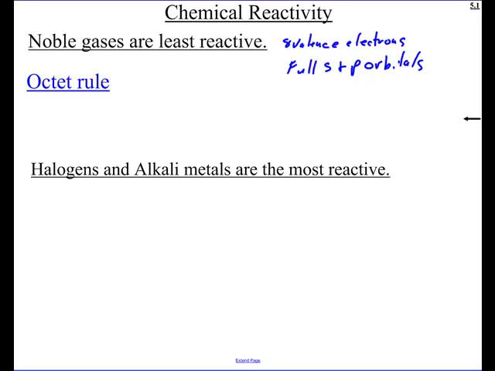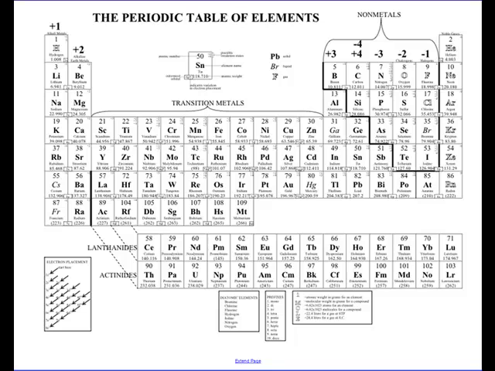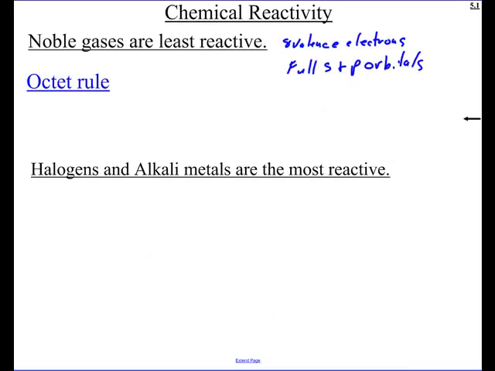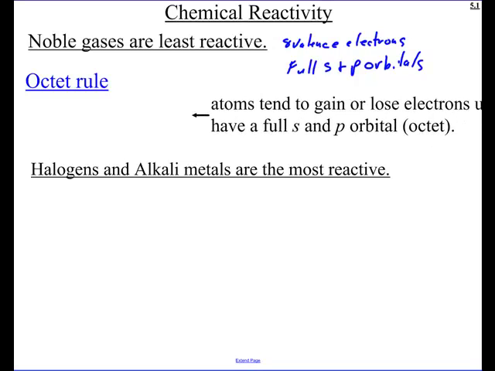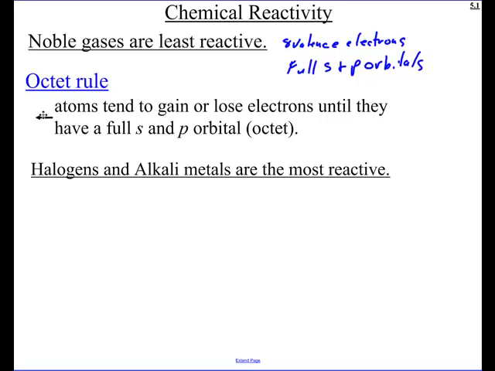And just as a quick review, if I were to look at the periodic table and count all the way over to the noble gases, I would just go 1, 2, 3, 4, 5, 6, 7, 8. They all have 8 valence electrons, which leads me to the next thing, this word right here, octet rule. The octet rule is simply this: atoms tend to gain or lose electrons until they have full s and p orbitals.